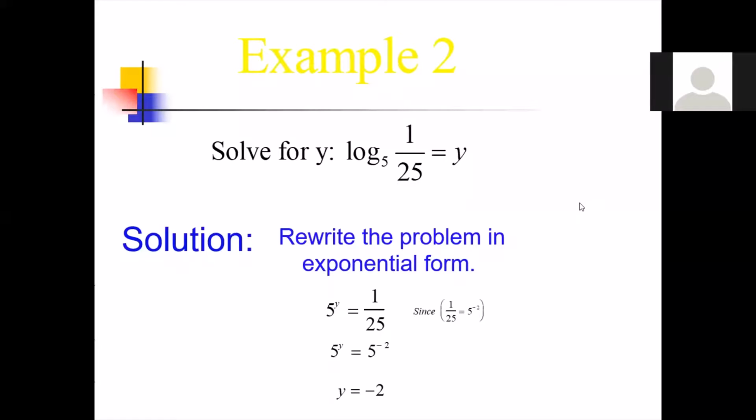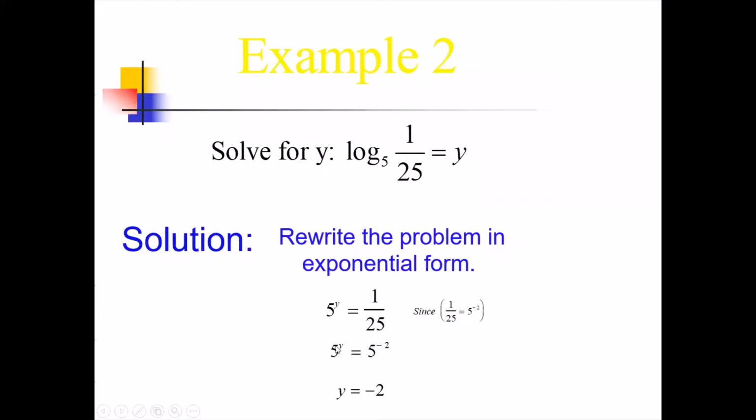Sir, I did not understand this part. 5 raised to power y is 1 upon 5. Okay, first step understood. It is converted into exponential form. Now 1 upon 25 means 1 upon 5 square, and when 5 square moves from denominator to numerator, the exponent becomes negative, so it is 5 raised to minus 2. Understood? Now 1 upon 25 can be written in the form 5 raised to power minus 2.